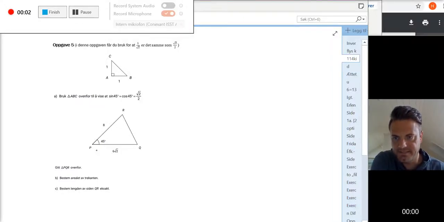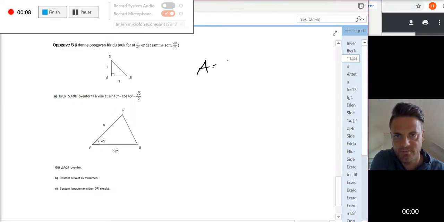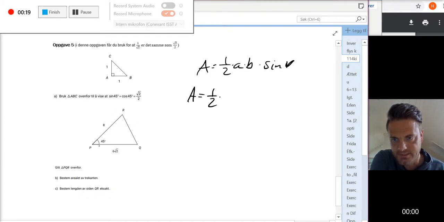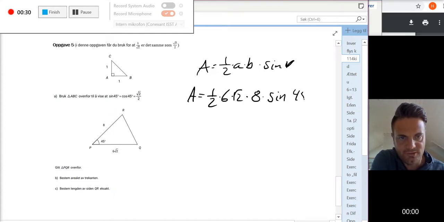Okay, exercise B here. Given this triangle, we want to find the area of this triangle here, and we can then use the area formula, which is 1/2 times A times B times sine of the angle between them. So the area of this triangle here will be 1/2 times one of the sides, which is 6 times square root of 2, times the other side, which is 8, times sine of the angle between them, which is 45 degrees. So we get the area here.